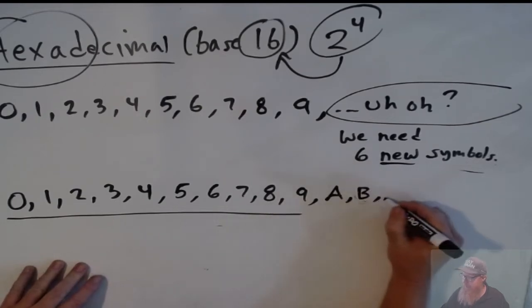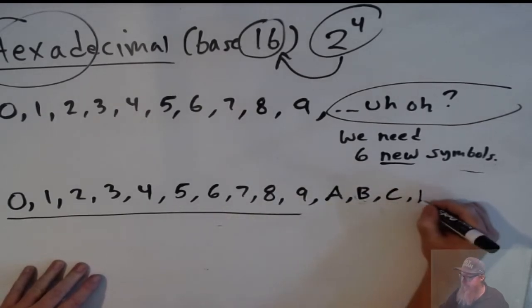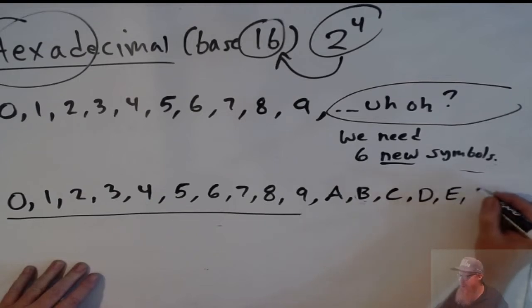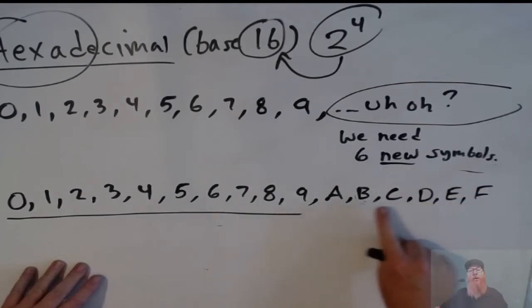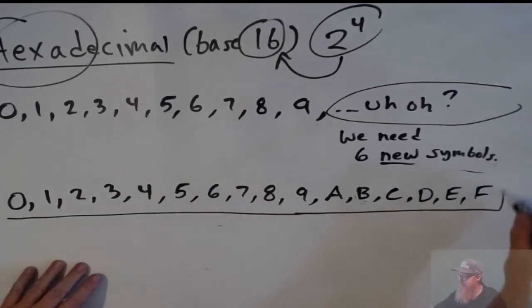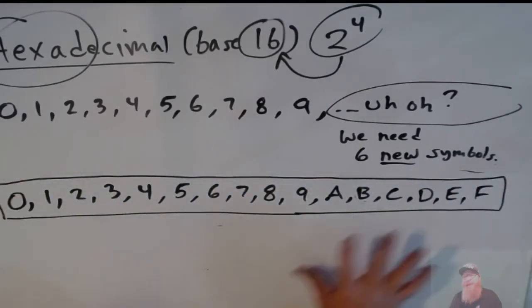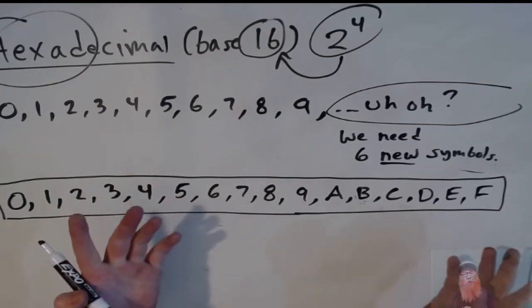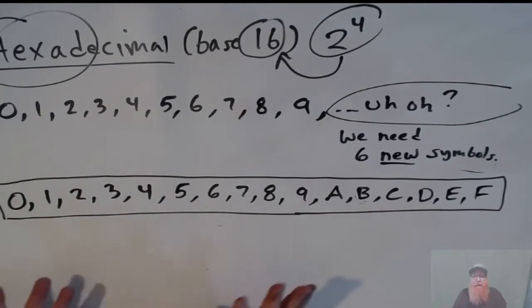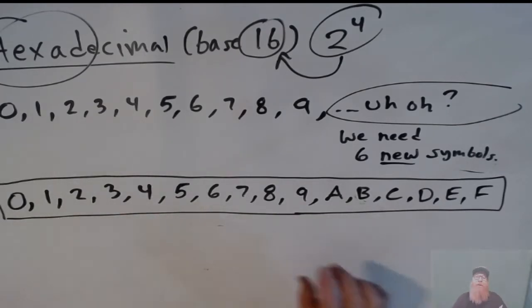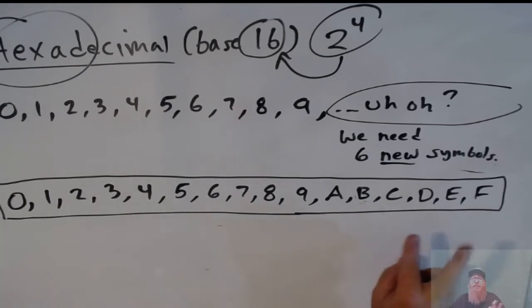A, B, C, D, E. We only need 6, so we're going to use the letters A, B, C, D, E, F. And if I get these in the wrong order, you're going to know it. You're going to go, wait a minute, F comes after E, or D comes after C. So if I accidentally put these in the wrong order, if you make any kind of mistake, you'll be able to catch your mistake.